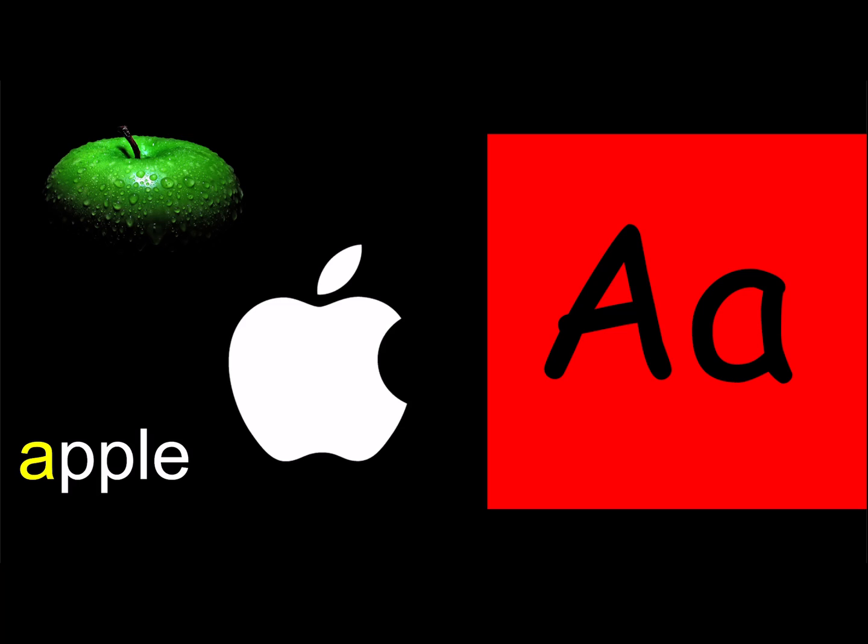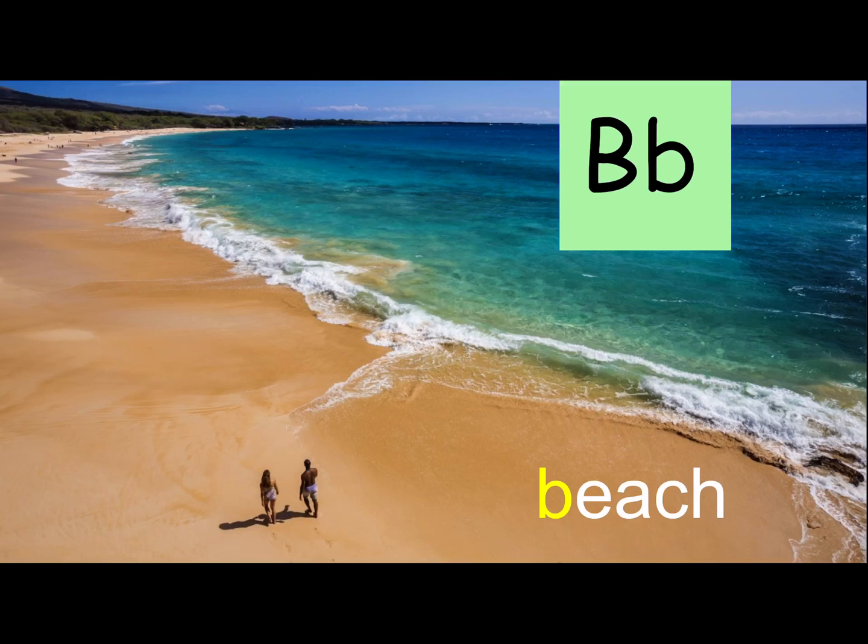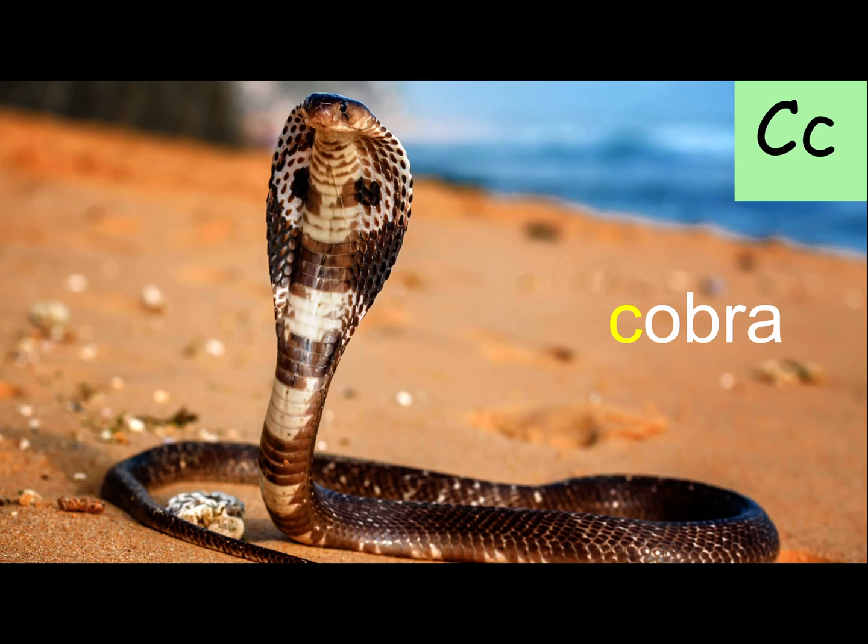So going back here, apple, A. B, B, beach, B. You're saying the sound, the picture, and the name of the letter. Letter C. Cobra, C. The sound of the C is K. The picture is a cobra, and the name of that letter is C.